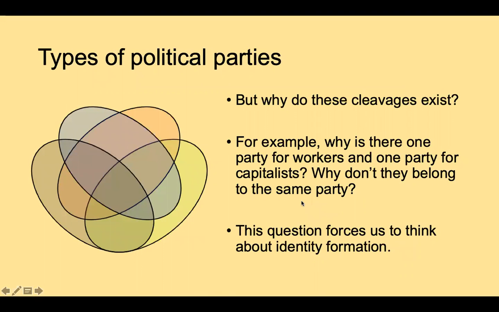The question, though, why do these cleavages exist, is the most important question. And we can think about, for instance, why is there one party for workers and one party for capitalists? Why don't they belong to the same party? Why isn't it the case that secular and more clerical oriented groups belong to the same party? Why do urban and rural voters belong to different parties? Why do the Democrats tend to represent urban voters, and why do the Republicans tend to represent rural voters?